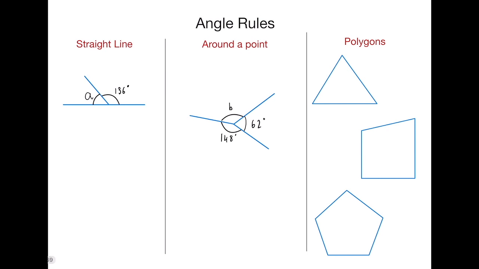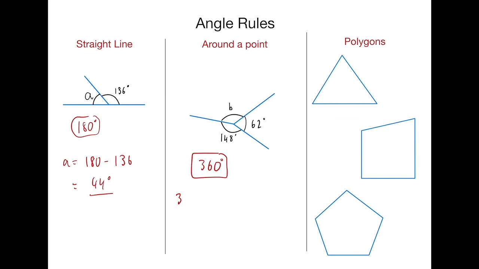Going on to the angle rules, it is crucial again that you learn all of these. So on a straight line, it adds up to 180 degrees. So to work out A, we would do 180, take away 136, and that would get us 44 degrees. The angles around a point add up to 360 degrees. So we would do 360, take away 148, take away 62, and that leaves us with B to equal 150 degrees. Now finally going on to polygons, it gets a little bit tricky here.